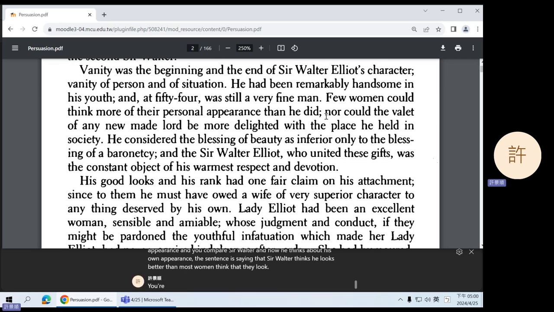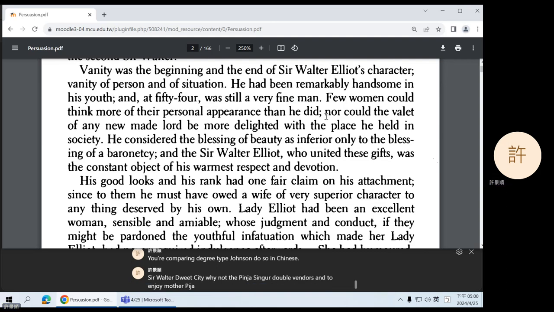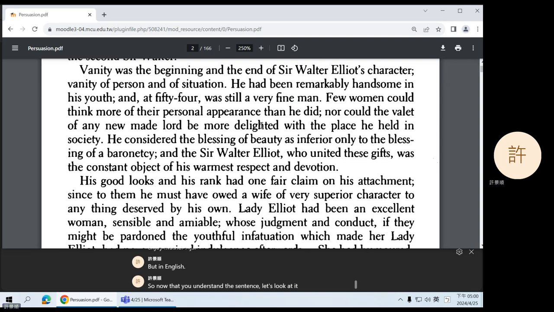You're comparing degree, 在比较程度. So in Chinese, Sir Walter 对自己外貌的评价胜过大部分女生对自己外貌的评价。But in English. So now that you understand the sentence, let's look at it again. Few women could think more of their personal appearance than he did. Is that more understandable now? So this is the kind of sentence structure that we will keep seeing in this book, comparing two things that really should not be compared.